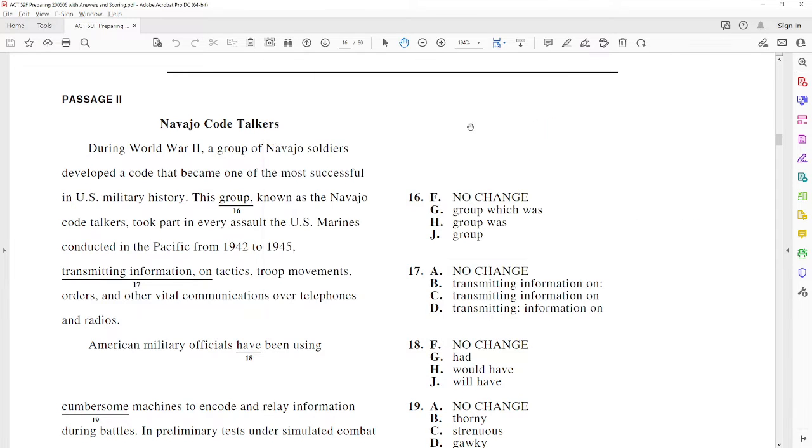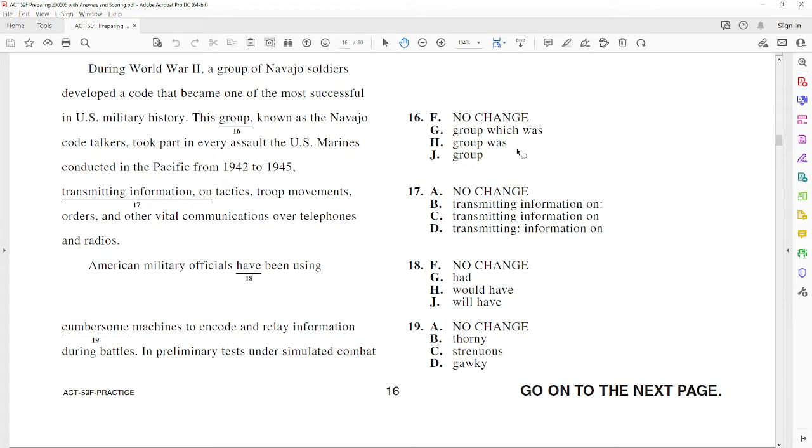The next number is number 17. And remember, now we had 2 underlines in the same sentence, which means we should know that there could be danger here. There might be something that's going to really mess us up because of 2 underlines in the same sentence. So this group, known as the Navajo Code Talkers, took part in every assault the U.S. Marines conducted in the Pacific from 1942 to 1945. That is an independent clause, comma. We can't change that comma after 1945. Transmitting information, comma, on tactics, comma, troop movements, comma, orders, comma, and other vital communications over telephone and radios.